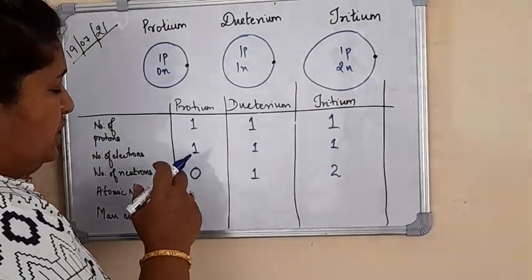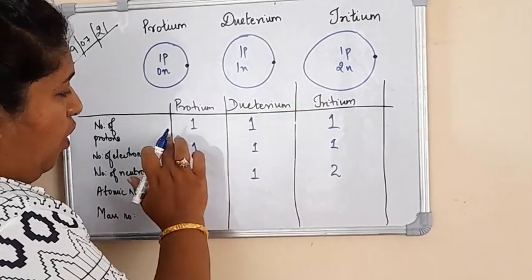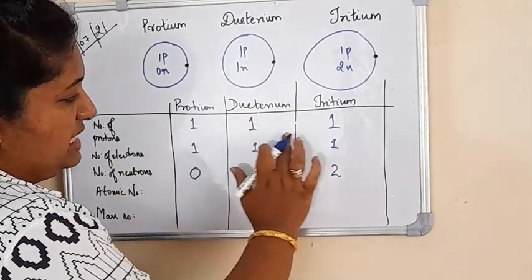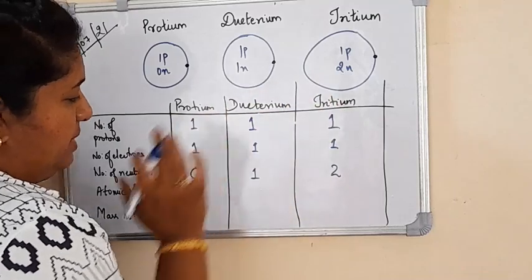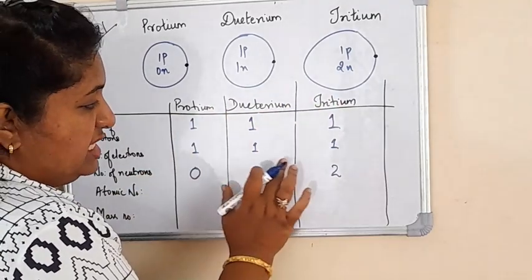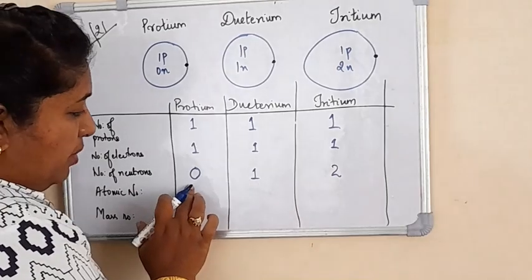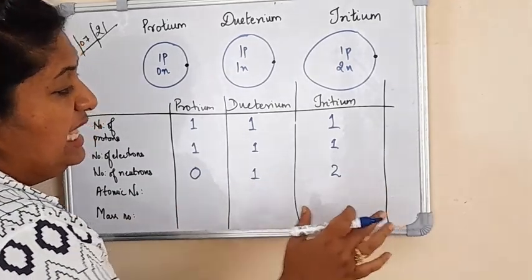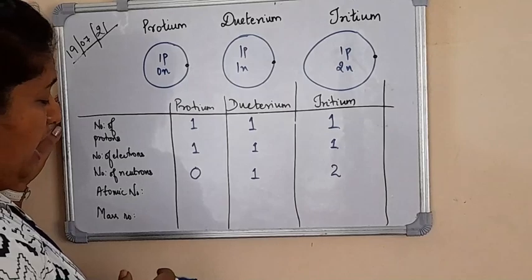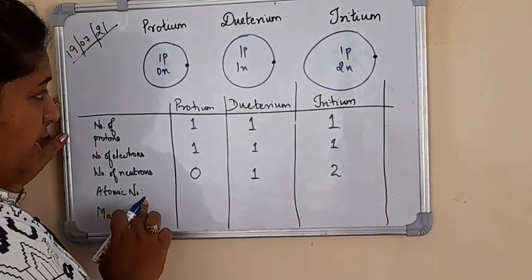So, in protium, deuterium and tritium, the number of protons is the same in all these elements. Number of electrons is also the same in all these elements. But the number of neutrons keeps on increasing. Okay. Now we can find out the atomic number.